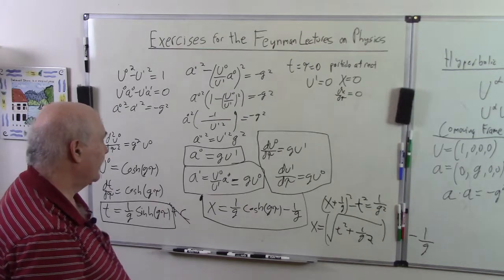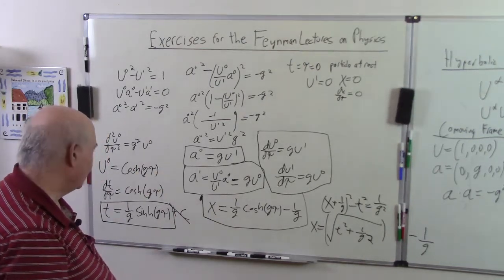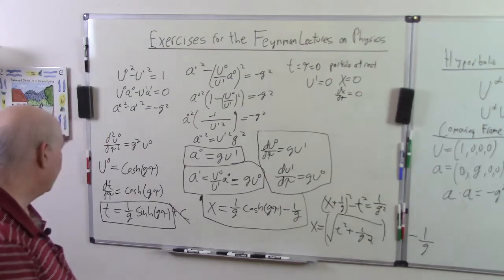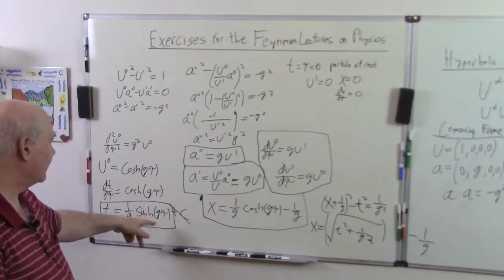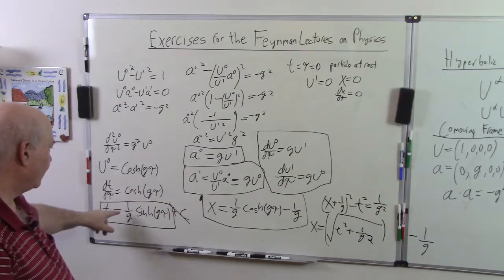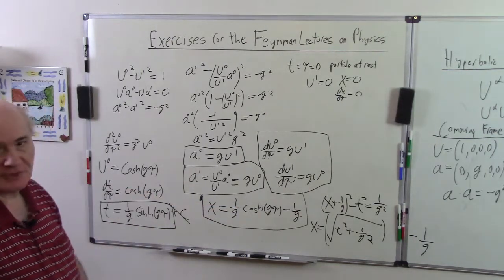So this is, I think, one of the easiest ways to get the hyperbolic motion, and it has the advantage of giving you x and t in terms of the proper time of the particle. So you get a parameterization that's very useful.